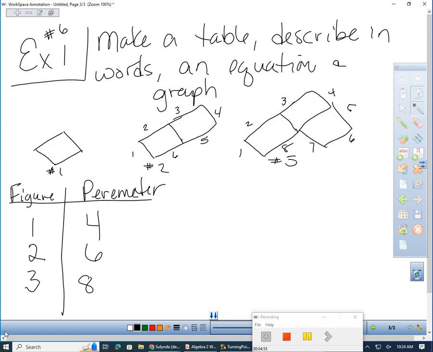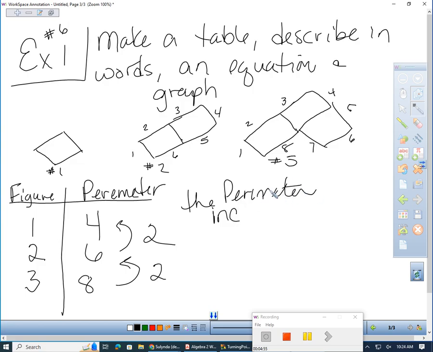From that table, we've got to describe it in words. So we've got to see, first of all, if it's linear. Is it increasing by the same every time? 6 minus 4 is 2. 8 minus 6 is? So how much is it increasing by every time? Very good. So let's put that in words. The perimeter increases by 2 every time.